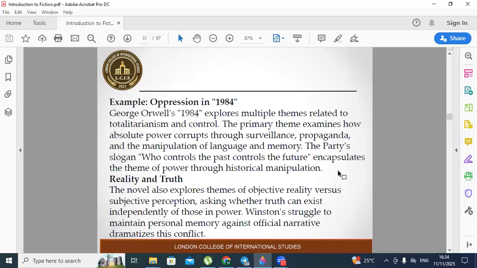Reality and truth. The novel also explores themes of objective reality versus subjective perception, asking whether truth can exist independently of those in power. Winston's struggle to maintain personal memory against the official narrative dramatizes this conflict.